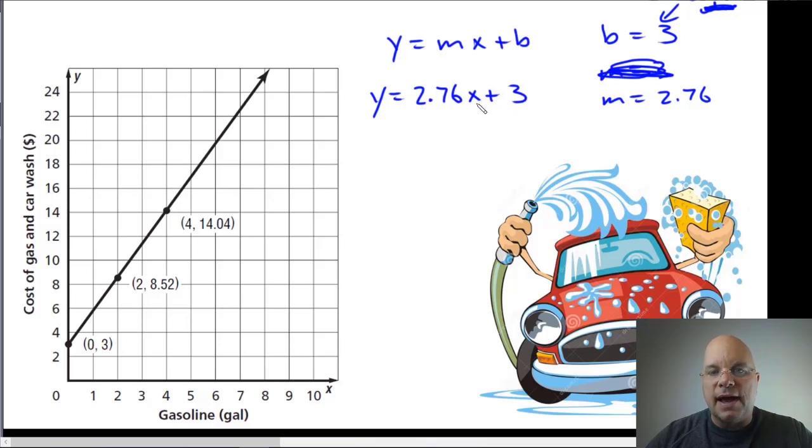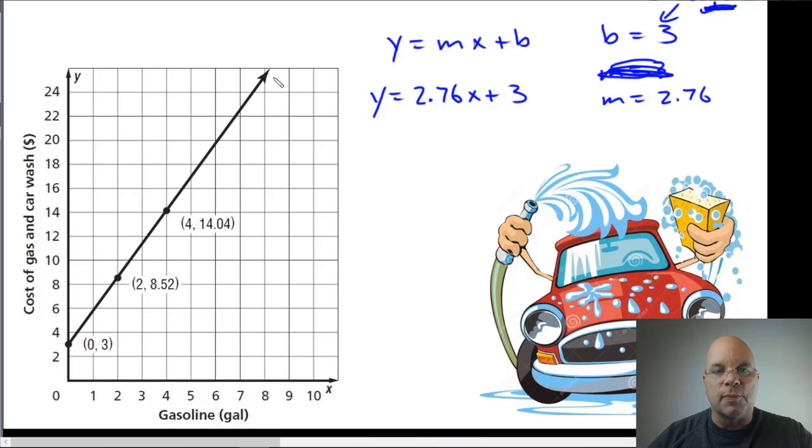If you buy no gas, the variable term goes away and you just pay $3. If you buy 1 gallon of gas, you have to pay $2.76 for that gallon, plus $3 for the car wash is $5.76, which is right about where that line is right here, just under the $6 mark. If you buy 2 gallons of gas, you're going to pay $5.52 plus 3, or $8.52, just like it shows here. And so this is our linear equation.